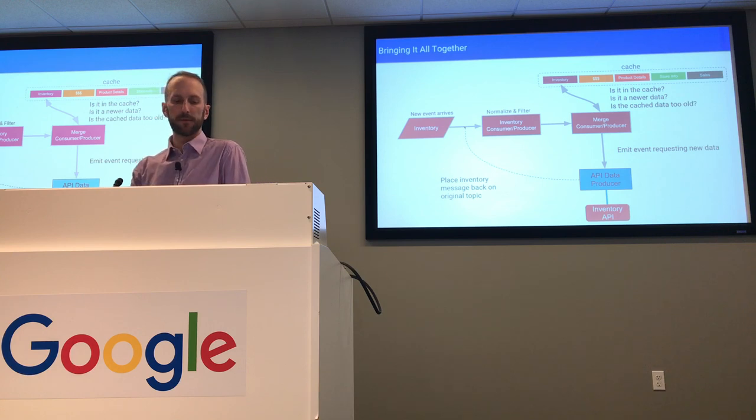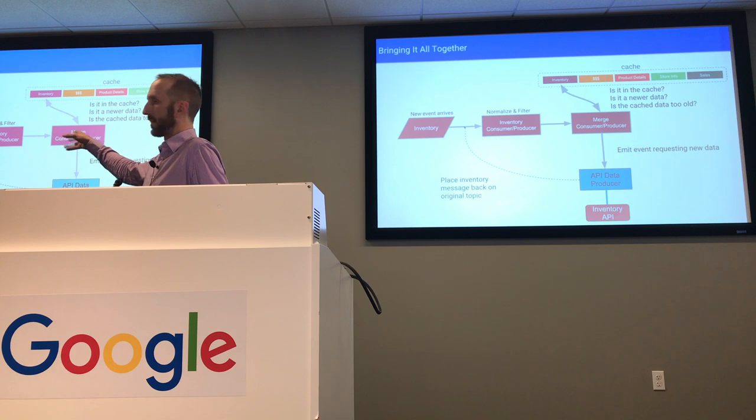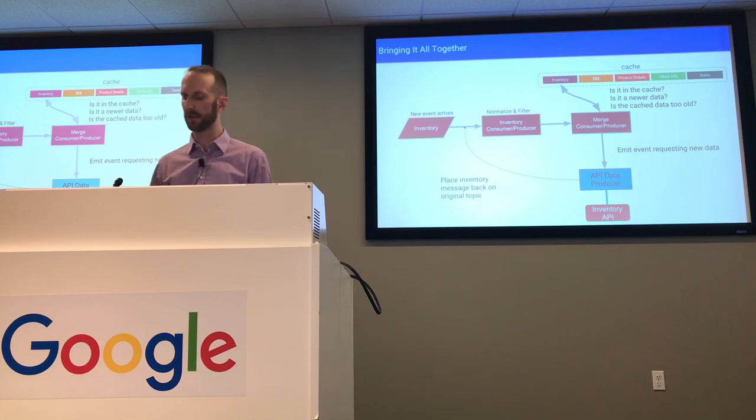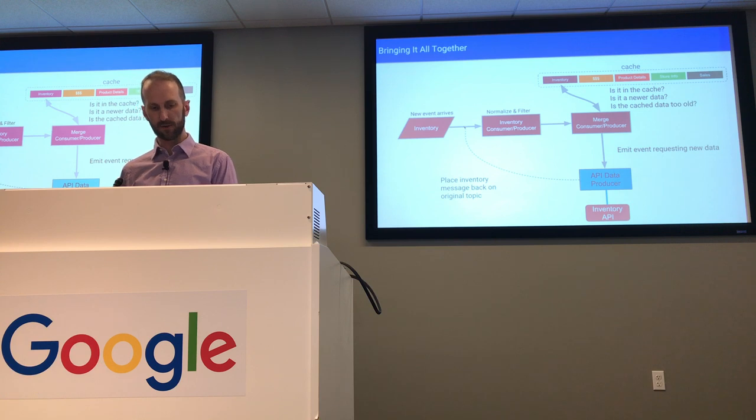So here we have a picture of new inventory flowing in on the left-hand side there. And it arrives on a Kafka topic that's represented by that first gray arrow over there. And we have this consumer producer that receives the message, and I just have it listed here as inventory consumer producer. All this thing does, its life is to normalize data, strip out information that we don't need. It allows us to sort of isolate ourselves from changes in the upstream systems that we don't care about. Like if they add new data, we don't necessarily need to deal with that. So this is sort of a cleansing process. And it drops that cleansed and normalized data onto another topic that we call this merge topic here.